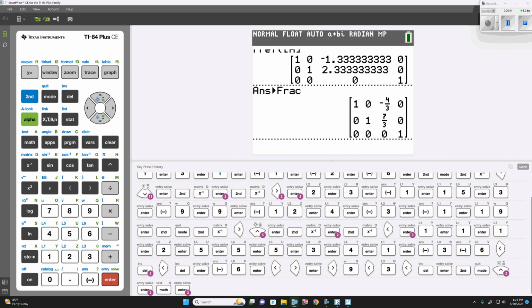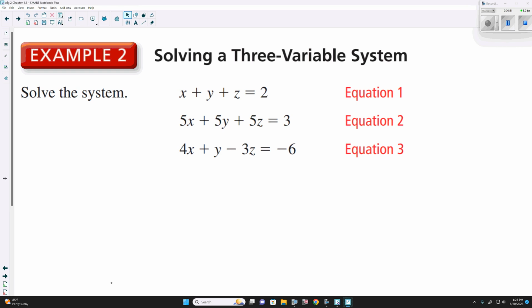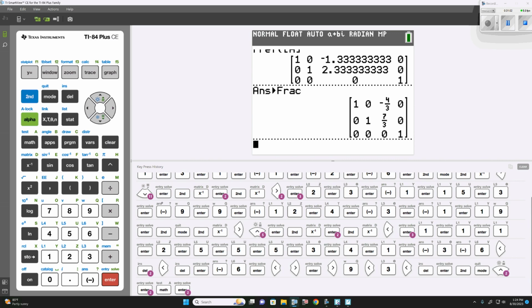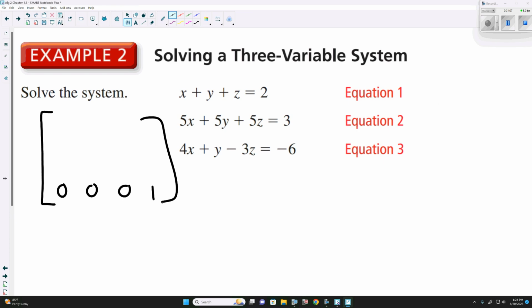Now the biggest thing I want to bring your attention to is the bottom row. We have all zeros and a 1. So that last row, what it's telling me, let's get a writing utensil. 0, 0, 0, 1. I'm going to go back and get the rest of it. Negative 4/3, 7/3, and zeros. We get this here, yes?